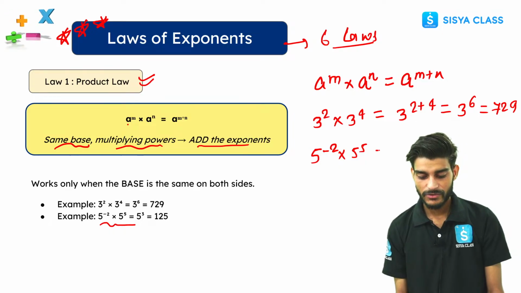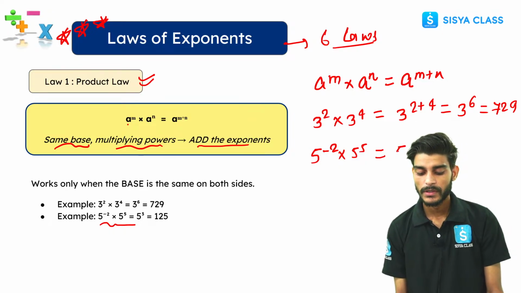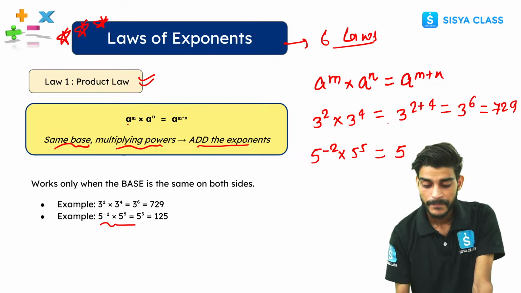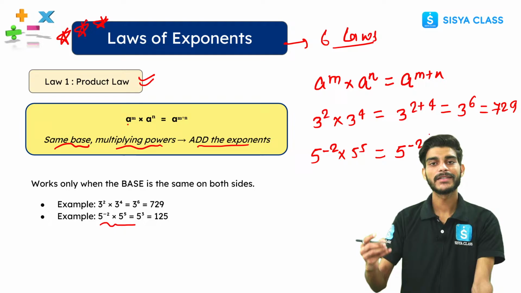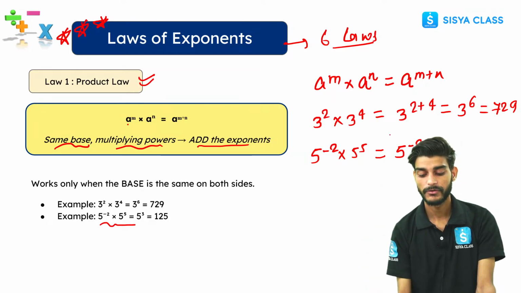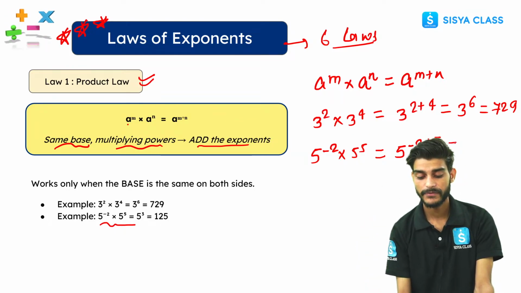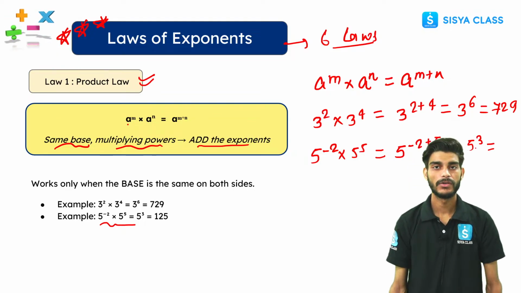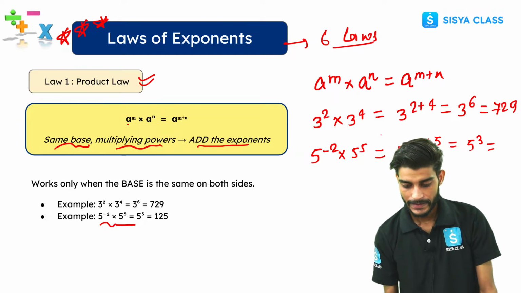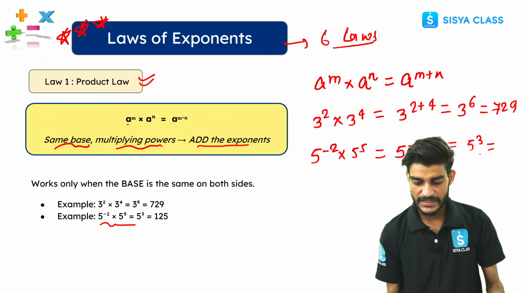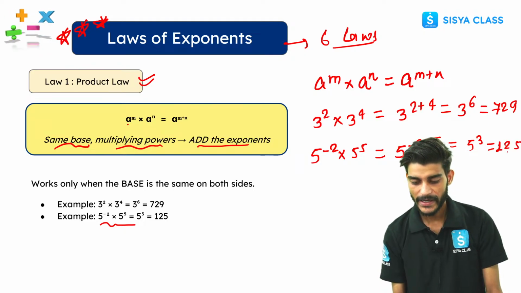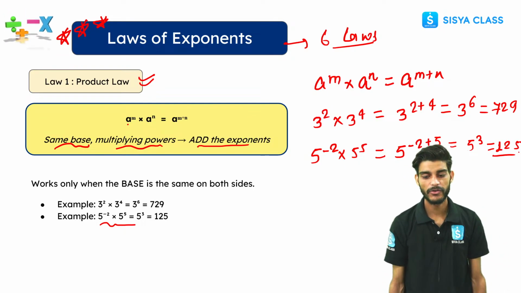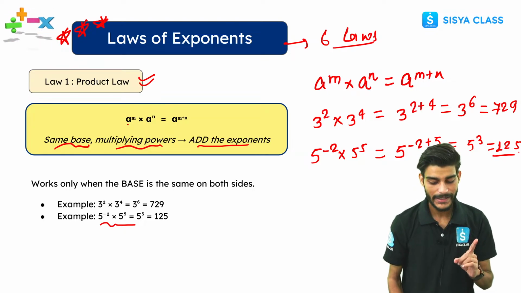So 5 raised to the power minus 2 into 5 raised to the power 5. First apply the product law. So 5 raised to the power minus 2 plus 5 you have to do, right? So minus 2 plus 5 is 3, 5 raised to the power 3, that is 5 cube. Cube we already covered in the previous chapter. 5 cube, all of you remember, right? 125. So this is how you have to do the first law, that is the product law.